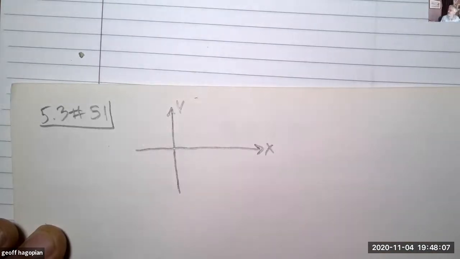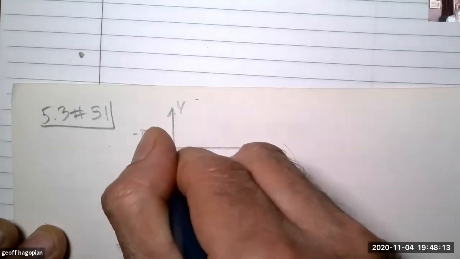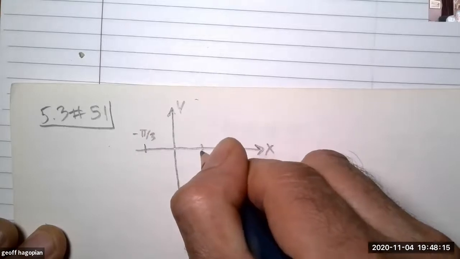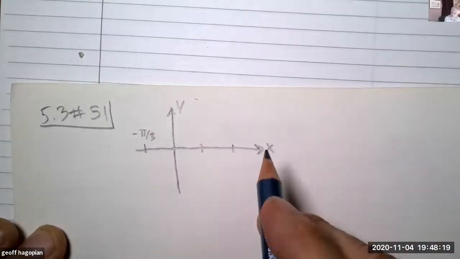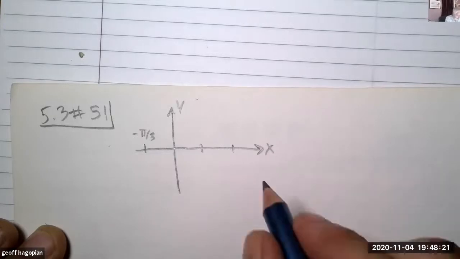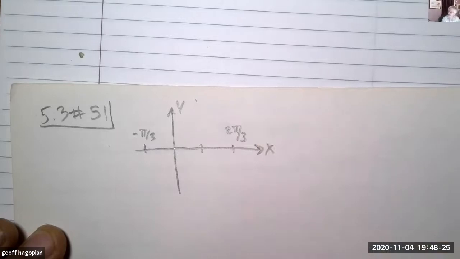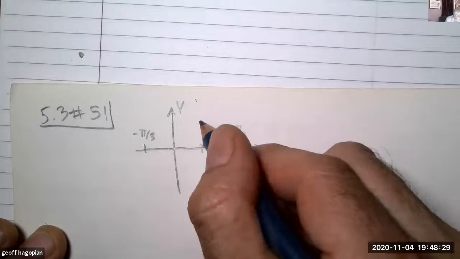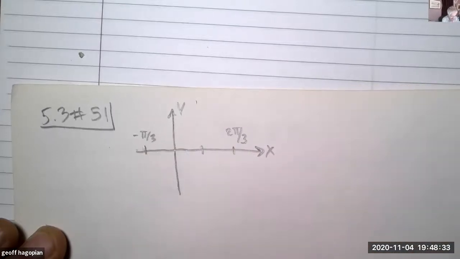Negative pi over 3 is the starting point, and 2 pi over 3 is the ending point. So here's negative pi over 3, perfectly evenly spaced hash marks. So each one is pi over 3. So this last one is 2 pi over 3. And we start at a trough. Halfway between these is going to be where? Well, that would be the average of these two numbers.